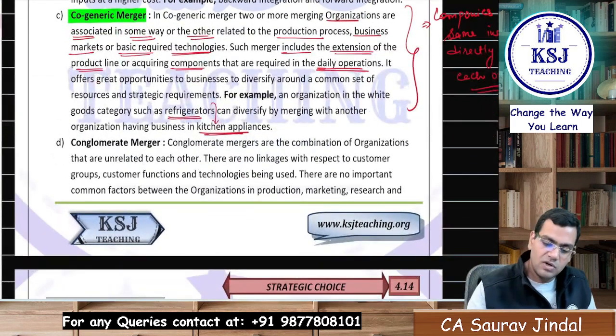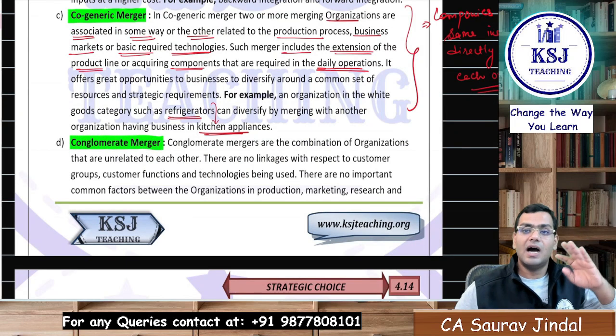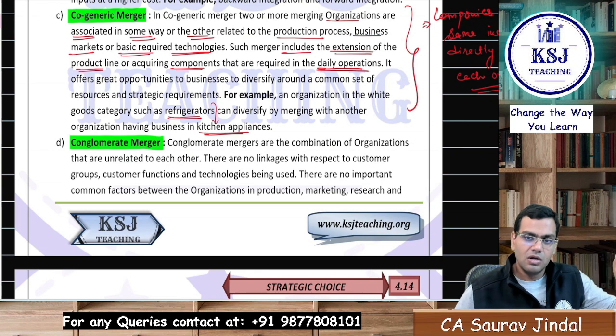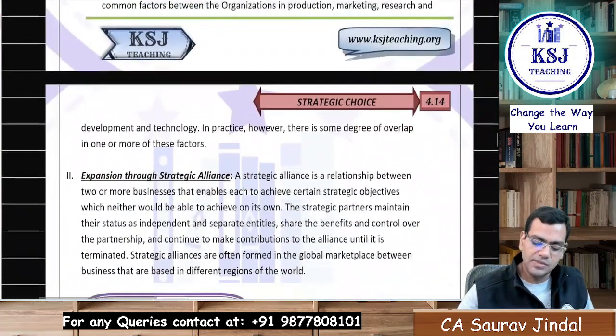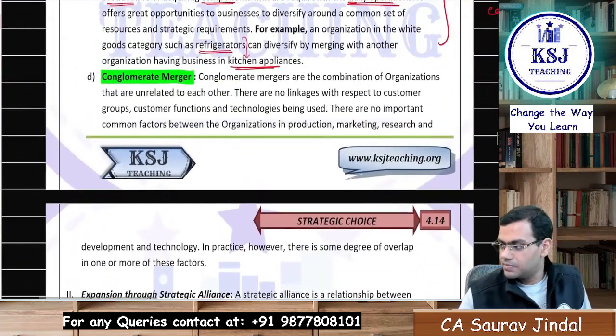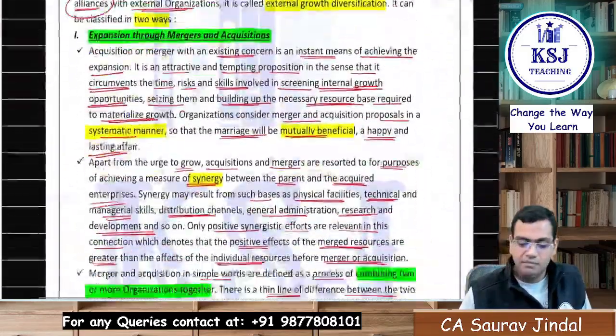Conglomerate merger, we have already studied about it. When the two companies who are merging are absolutely unrelated to each other. Conglomerate diversification, same, everything same, right? So we are done with mergers and acquisition.